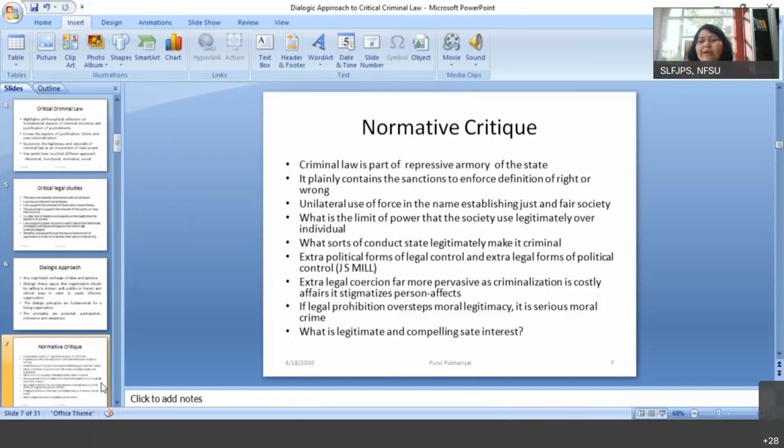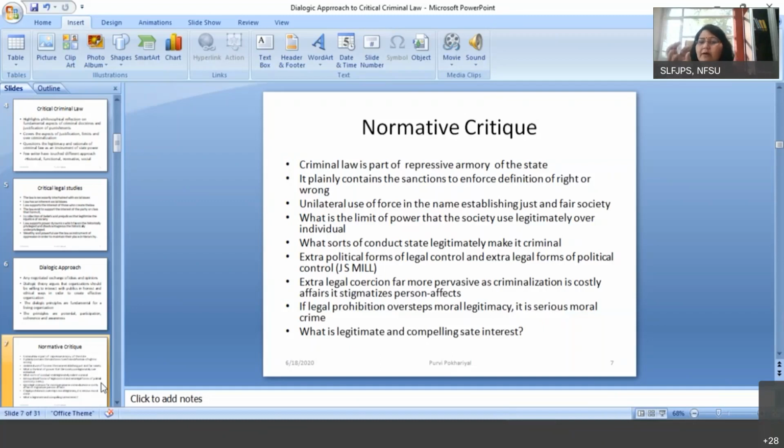And then we don't know what is the limit of this power. The state is using this power for establishing a just and fair society. But what is the limit of the state power, that the state can use that power legitimately, either against the individual or against a group of people in the society? So how do you measure the legitimacy? How do you assess the legitimacy?